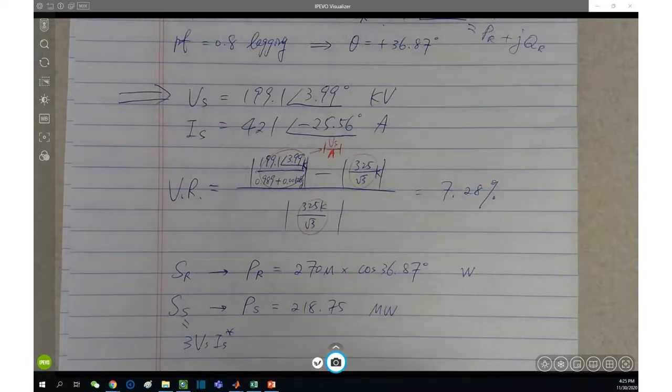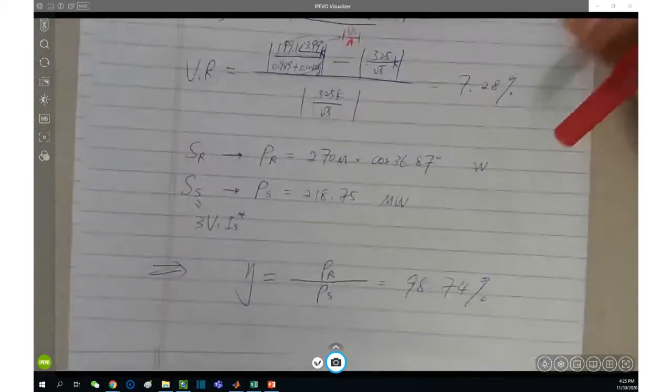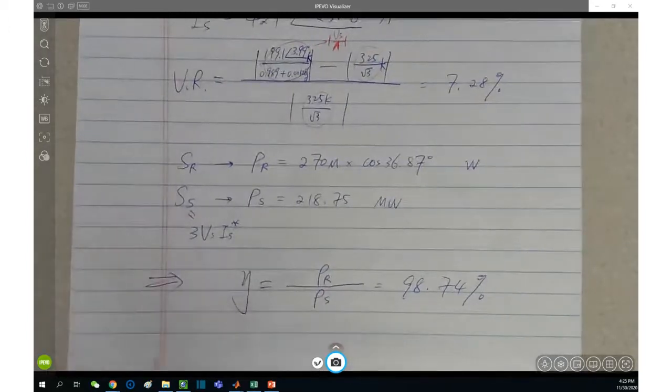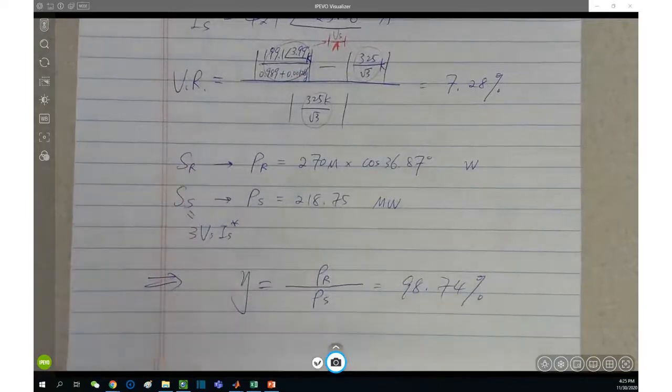And the last is to find the efficiency. Efficiency is, once again, you need PR and PS. How to find PR and PS? Be careful, okay? You need to find SR and SS, and then the real parts of them are respectively PR and PS. Based on the SR and SS, this is the correct procedure.